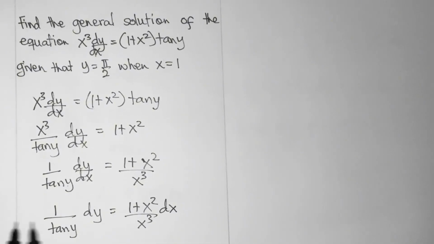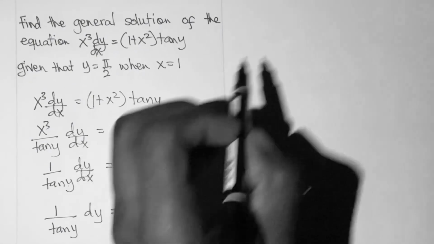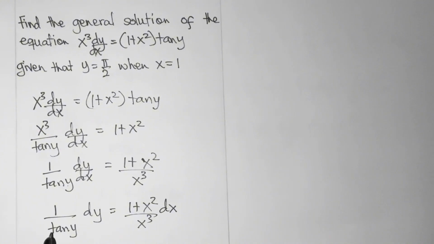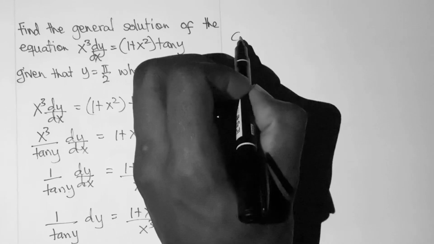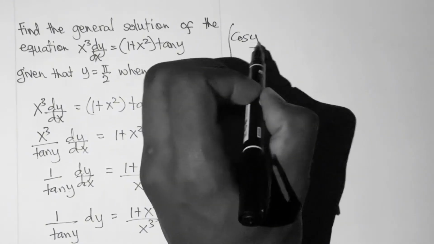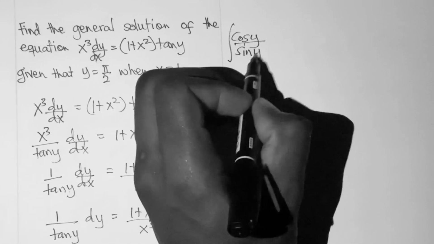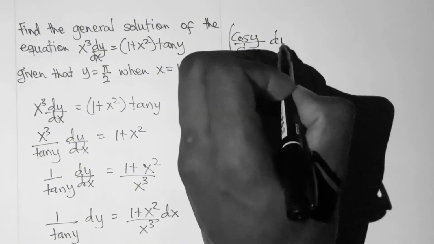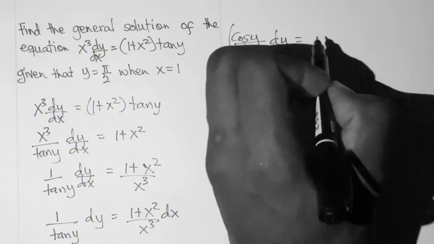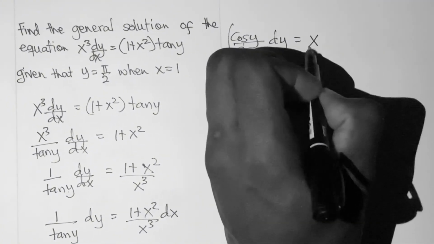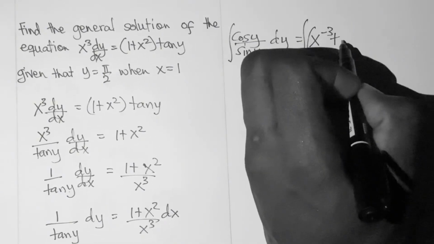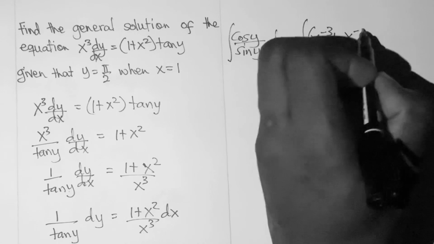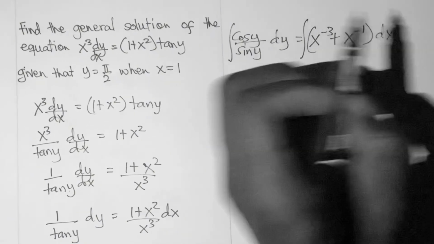So what we will do now is rewrite 1 over tan y. 1 over tan y is the same as cos y over sin y. So the integral of cos y divided by sin y dy is equal to, now 1 divided by x cubed is the same as x to the power minus 3, in brackets. So the integral of that, and plus x squared divided by x cubed is x to the power minus 1, dx.